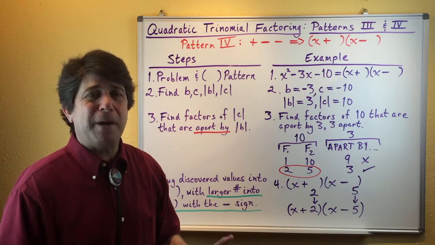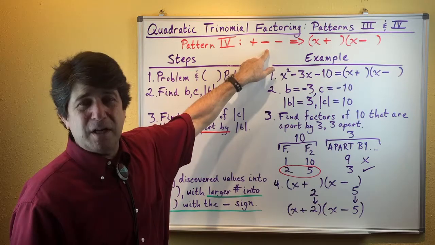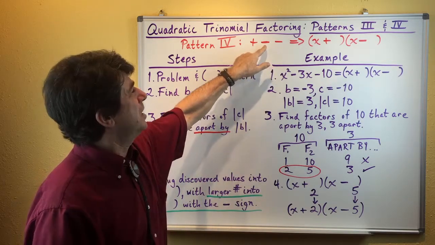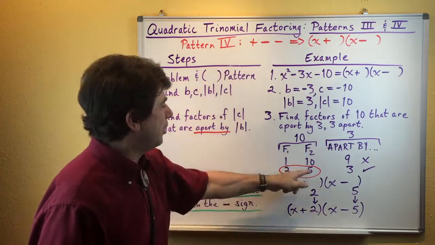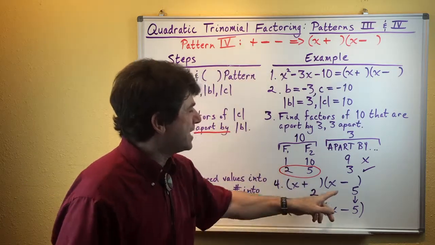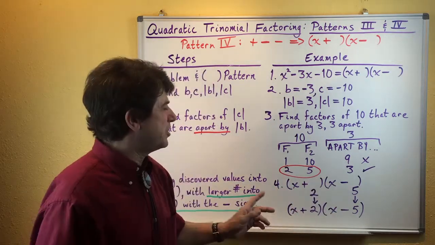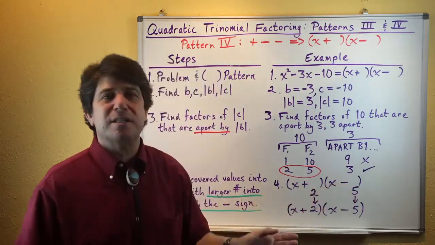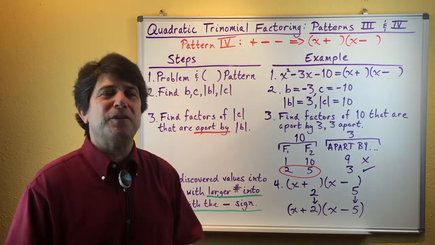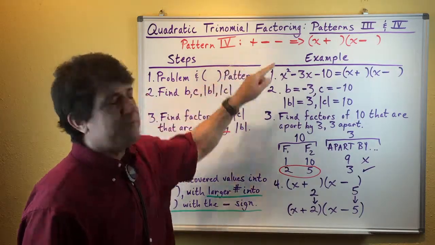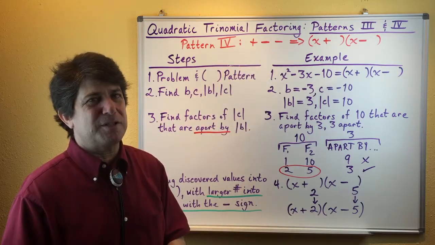The only difference between a pattern 4 and a pattern 3 is that, as far as the signs go, the middle sign is negative. And here's an easy way to remember what that means. With the middle sign being negative, what that means is that you give the larger number to the parentheses that has the negative sign. So here are your two parentheses. We're going to give the larger number to the parentheses that has the negative sign, not the parentheses that has the positive sign. So that middle sign really determines which parentheses gets the larger number. If it's positive, the larger number goes to the parentheses with a positive sign. If it's negative, the larger number goes to the parentheses with the negative sign.